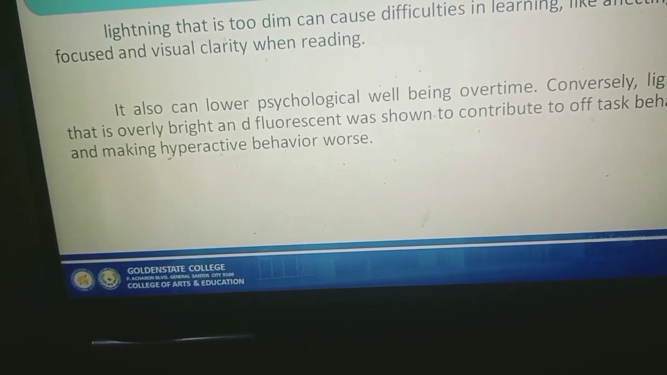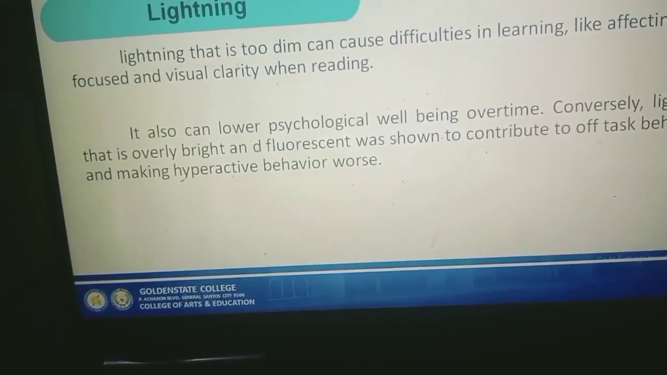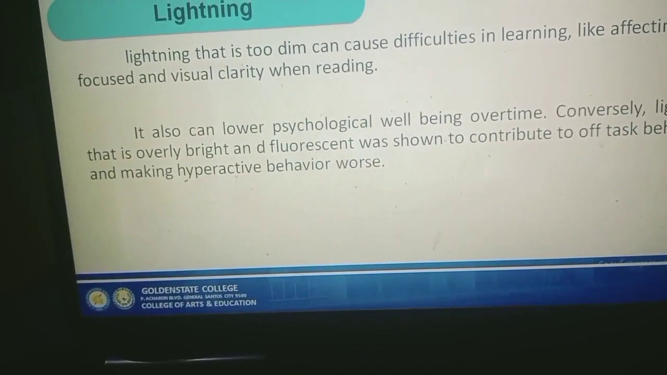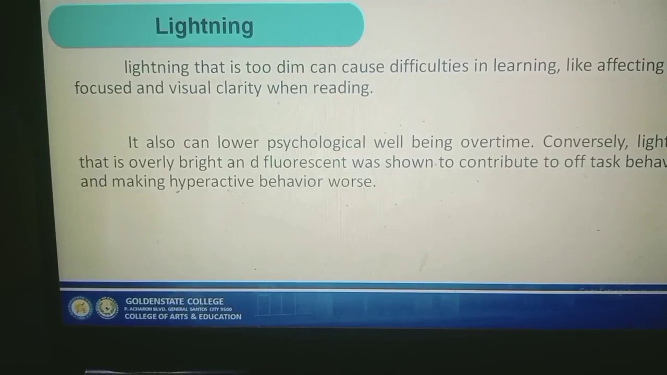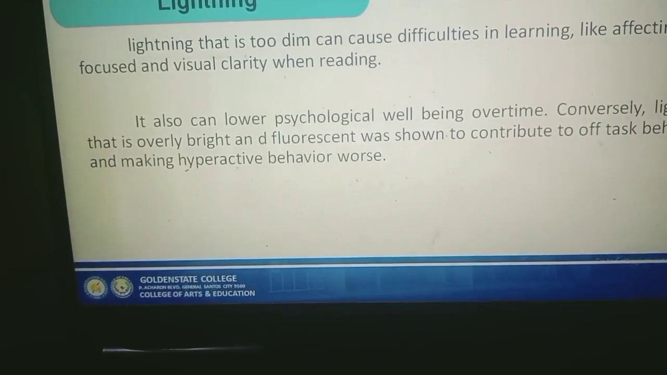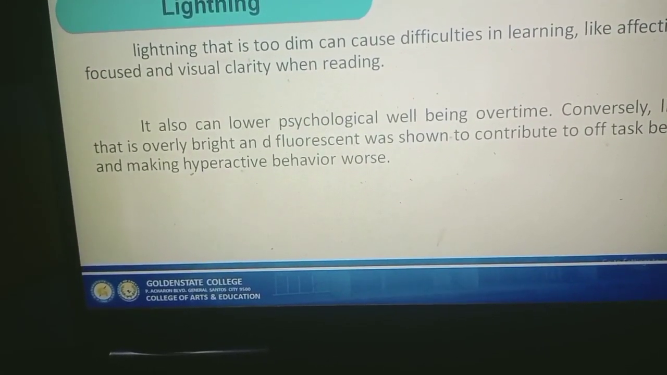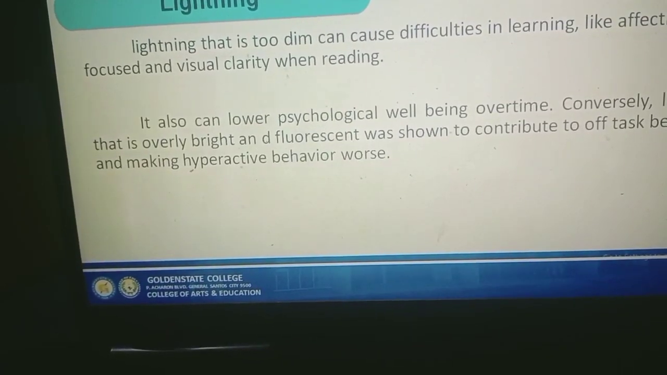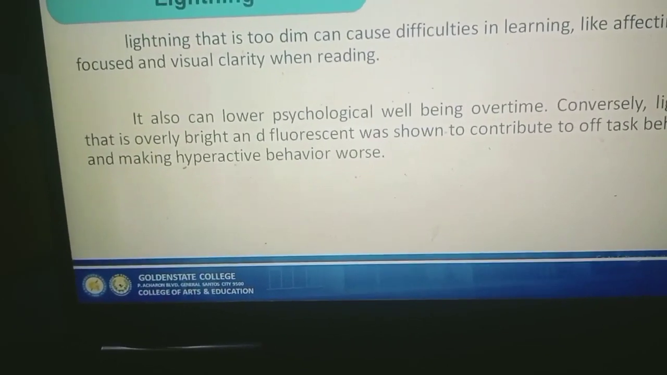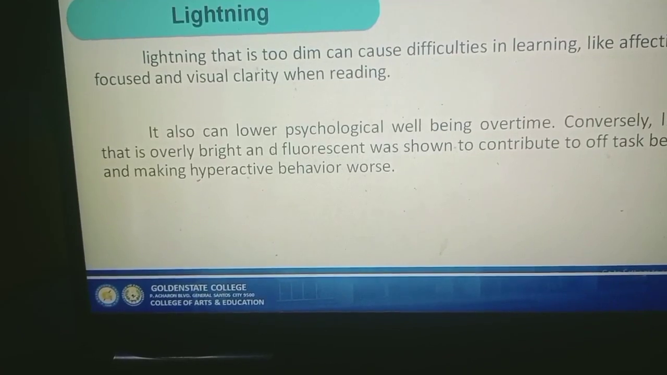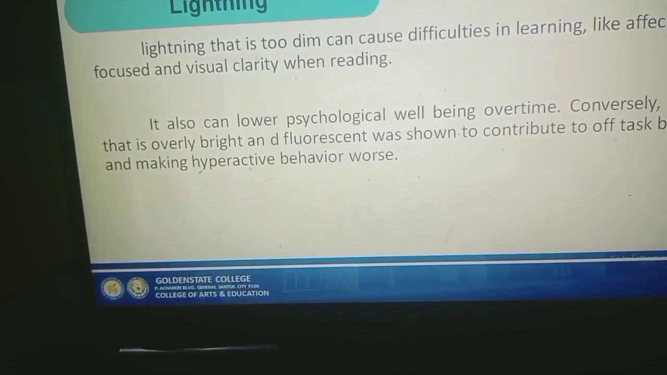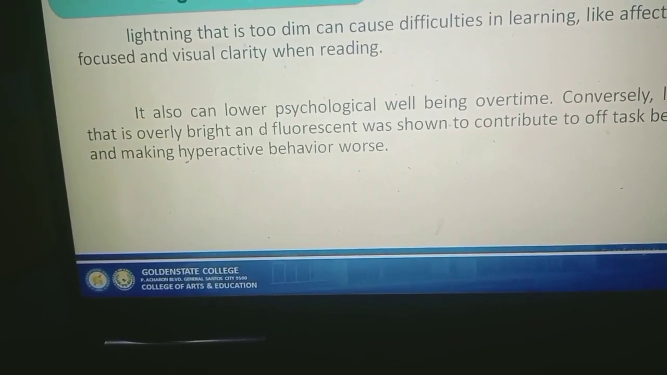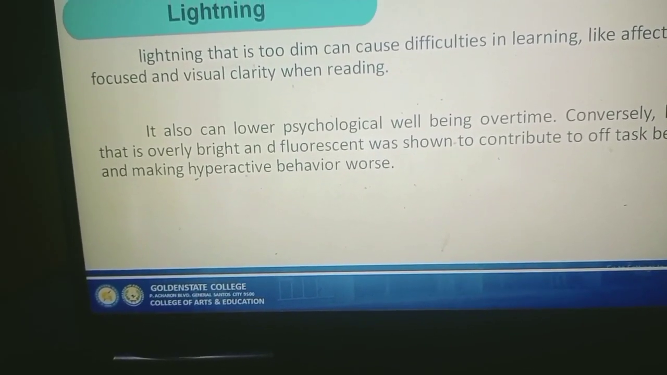Conversely, lighting that is overly bright and fluorescent was shown to contribute to off-task behavior and make hyperactive behavior worse. So it's really important that the light of our classroom is just right.